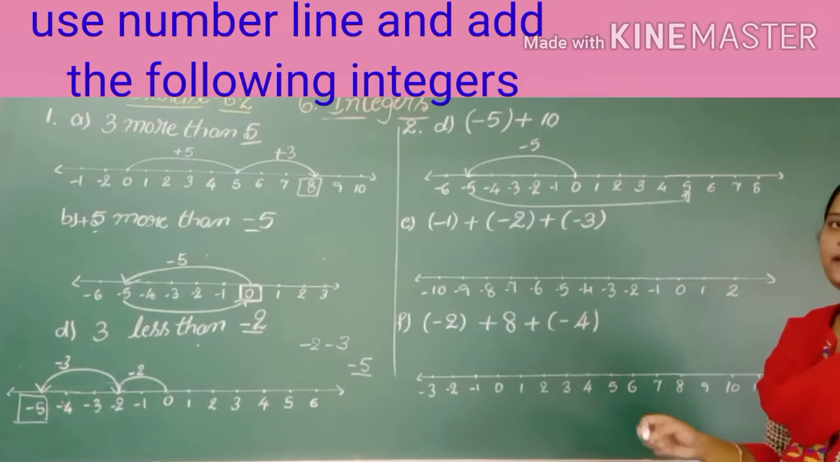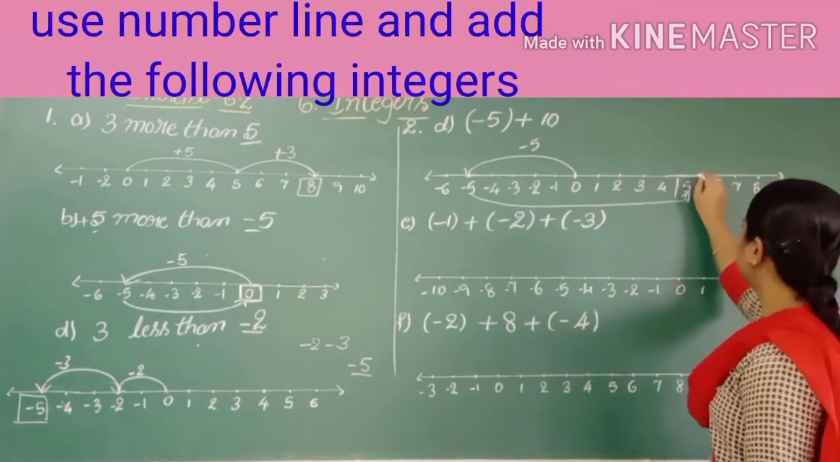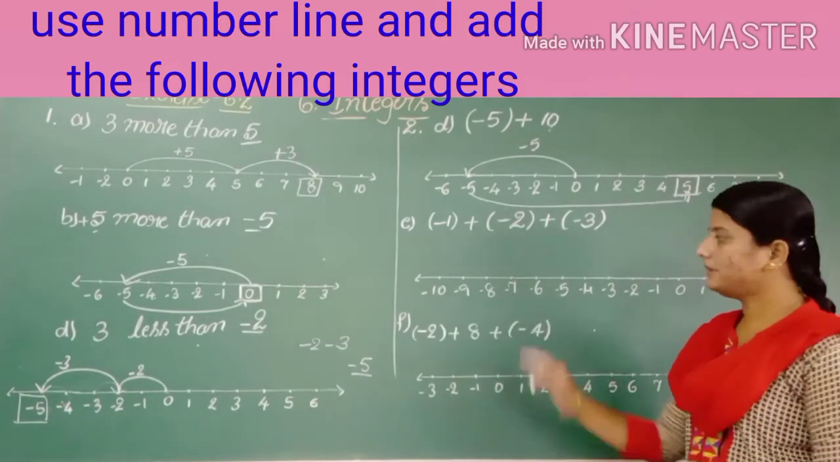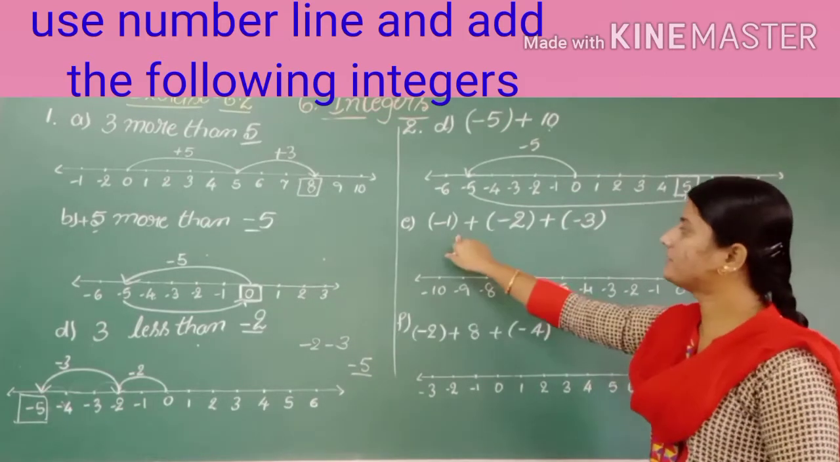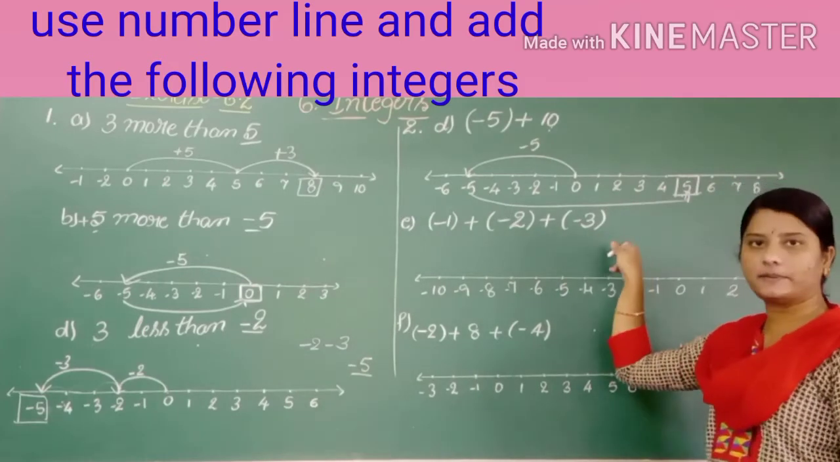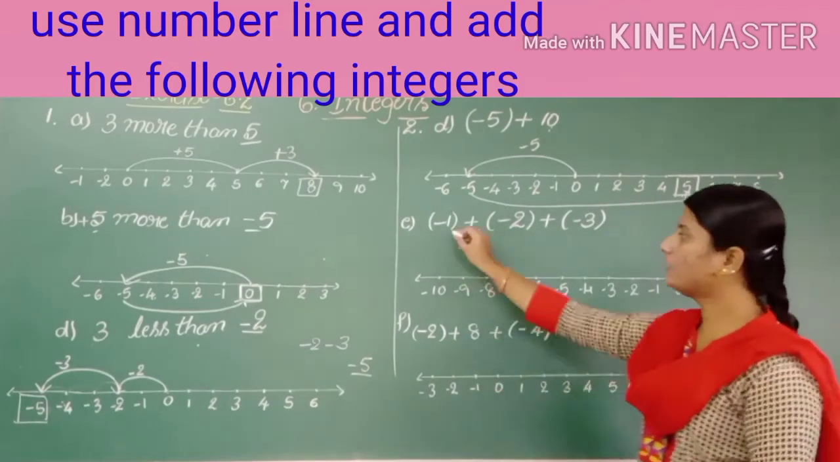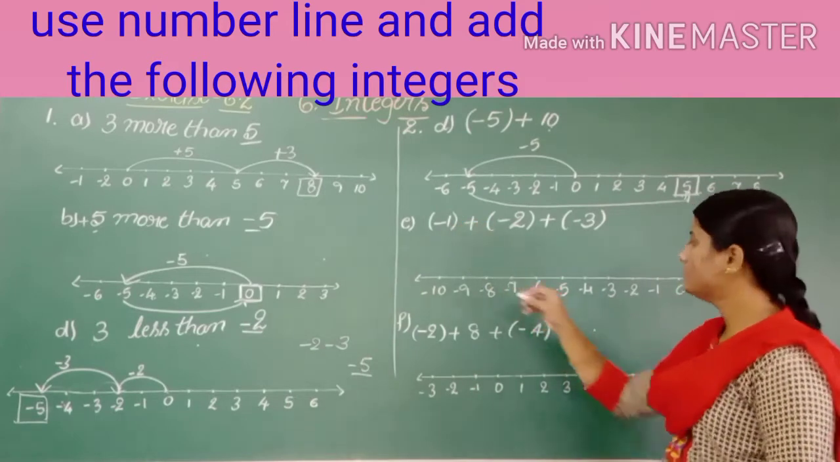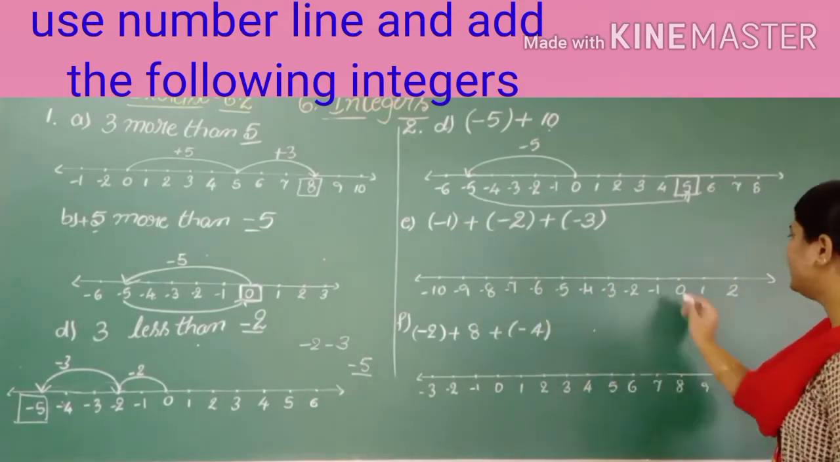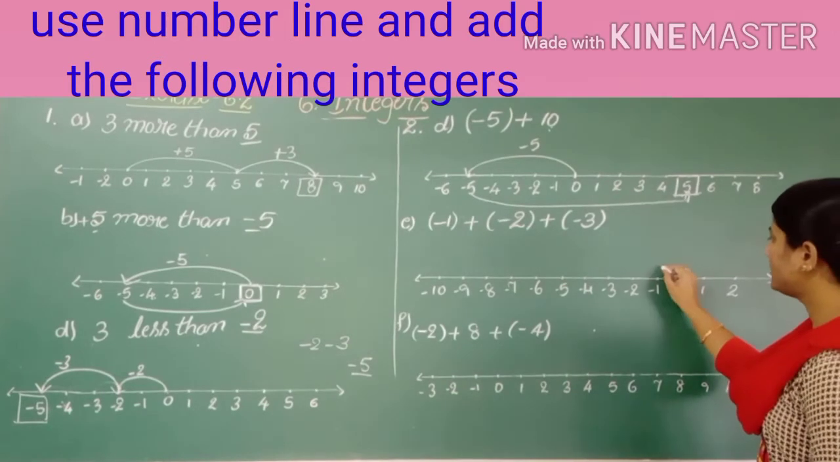That is the sum here, plus 5. Similarly, the E question: -1 plus -2 plus -3. First we have to mark -1 on a number line. So -1 is a negative integer. We have to mark it to the left of 0 on the number line. Here there is a 0. So first, -1.